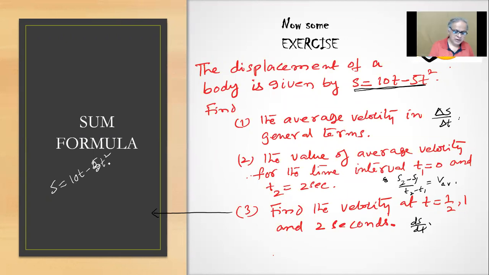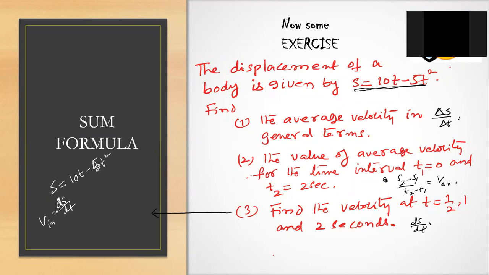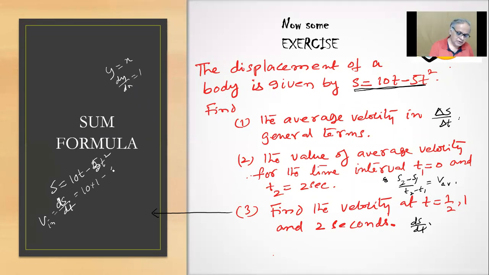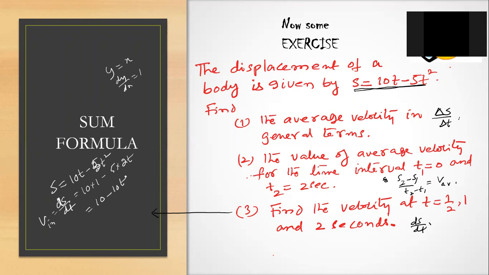S is 10t minus 5t square. So ds by dt is the instantaneous velocity V. You need to calculate, Ganesh. 10 into t's differentiation is 1, because when y equals x, dy by dx is 1. I showed you already. Minus 5 t square, differentiation is 2t. So what do I get now? 10 minus 10t. That is V instantaneous.